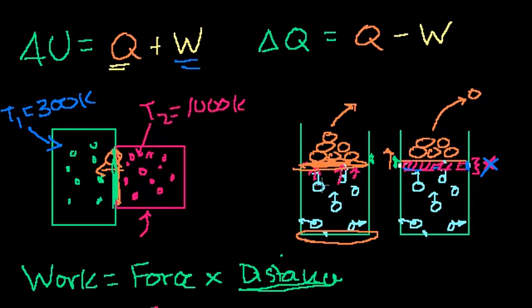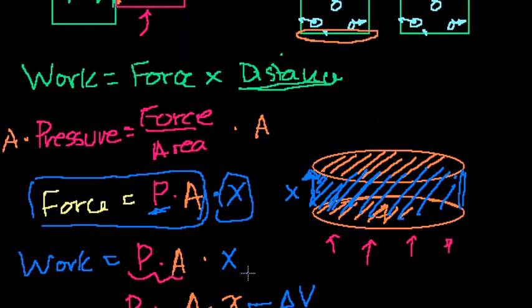We figured out that that force, since pressure is force per area, is the pressure times the area of our piston, and that gave us the amount of force we're applying. Then we multiply that times the distance that we push the piston up, and we get the amount of work that it did by expansion, or the expansion work.